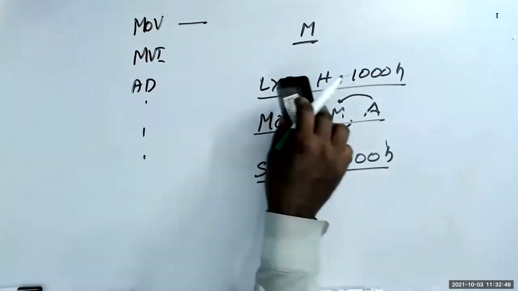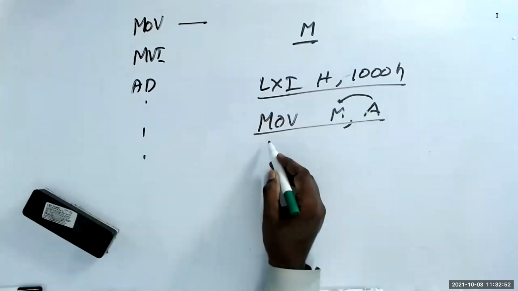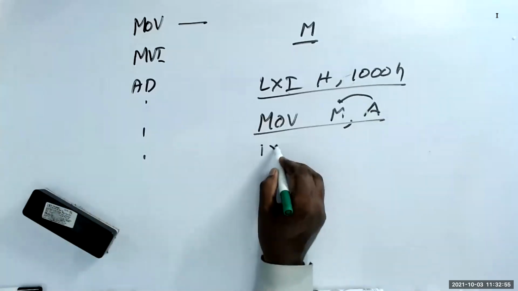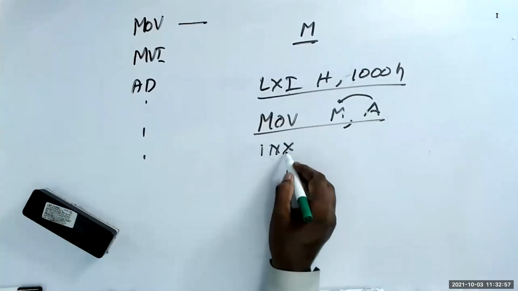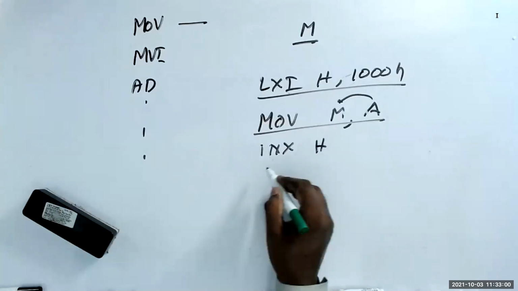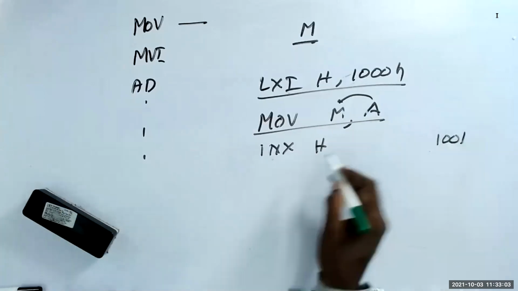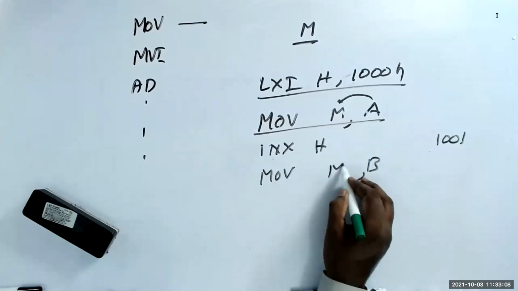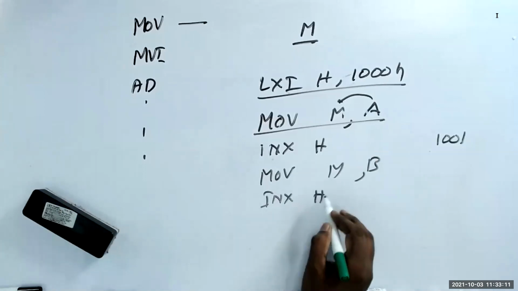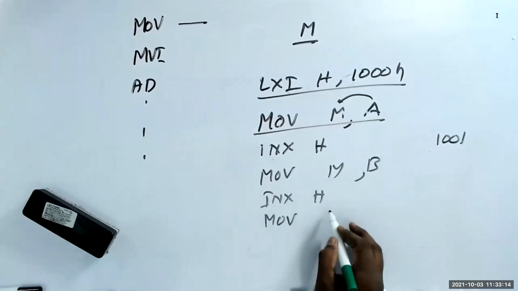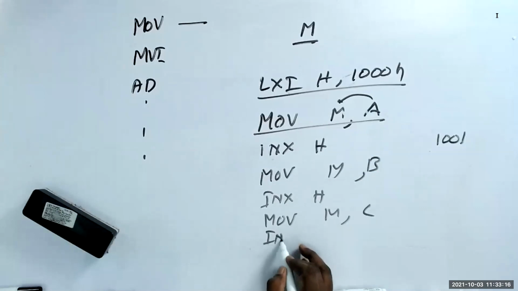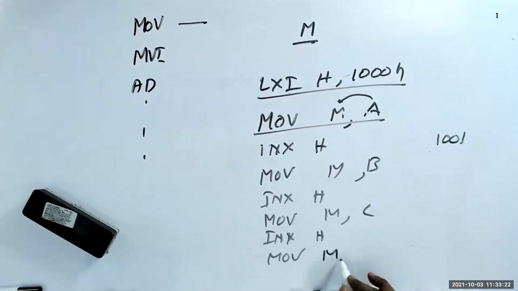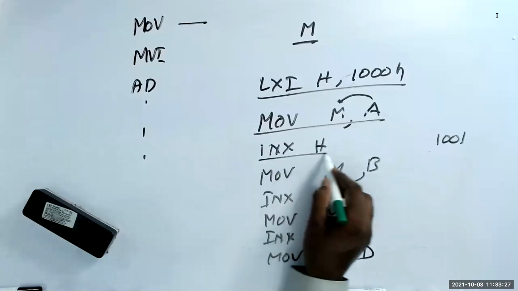But now I tell you what the advantage is here. I can say INX H. Now H becomes 1001. I can say MOV B comma M. Then I say INX H, MOV M comma C. I say INX H, MOV M comma D. I just have to increment only.